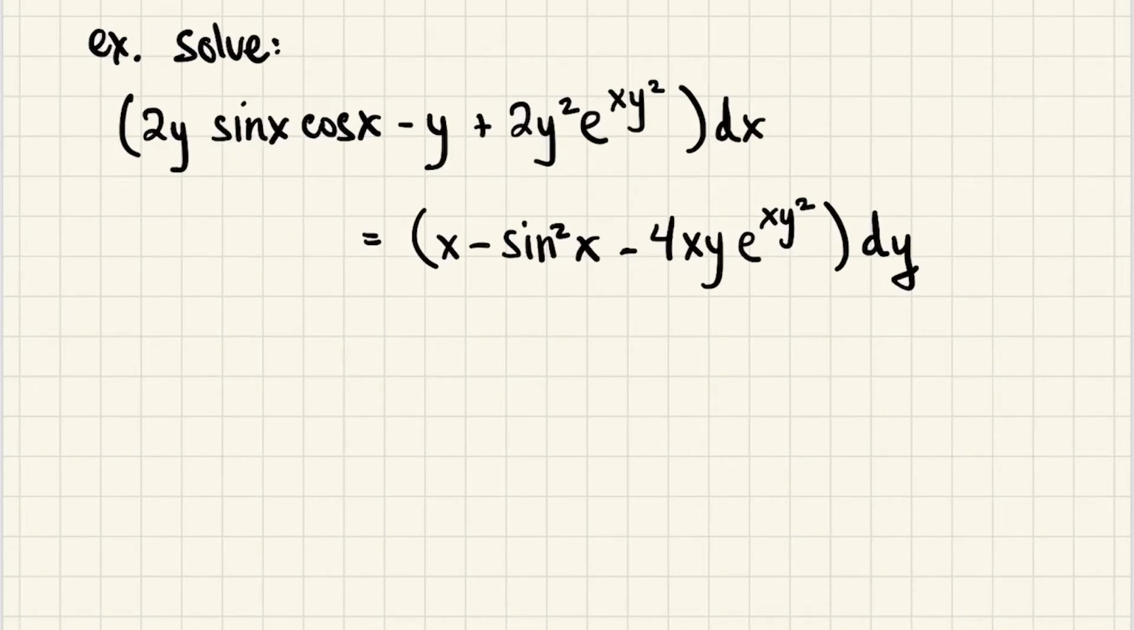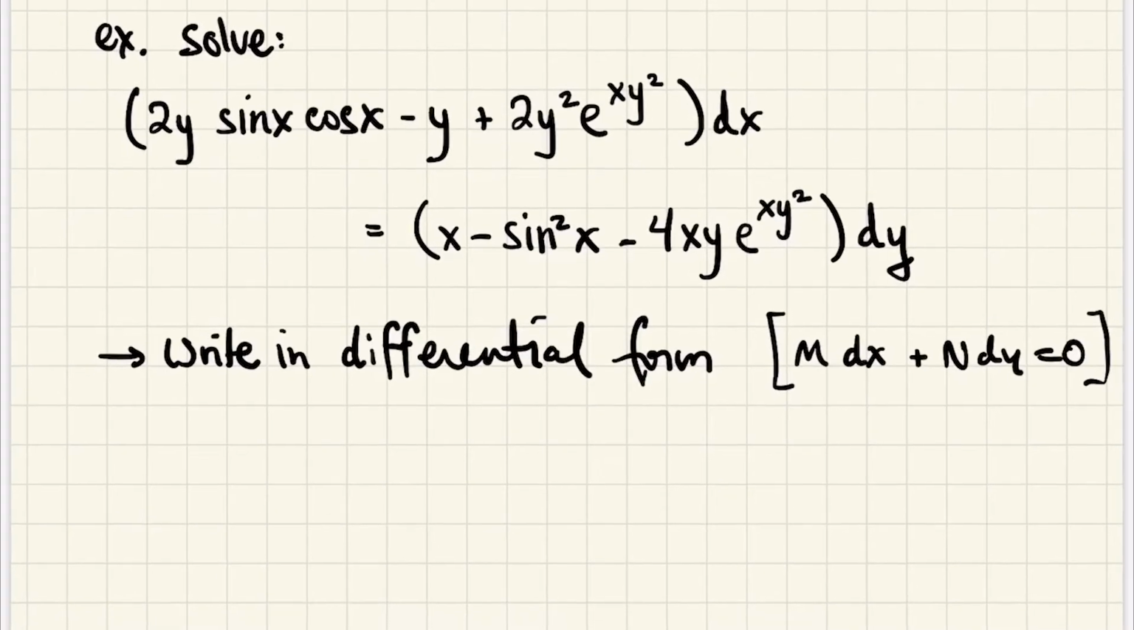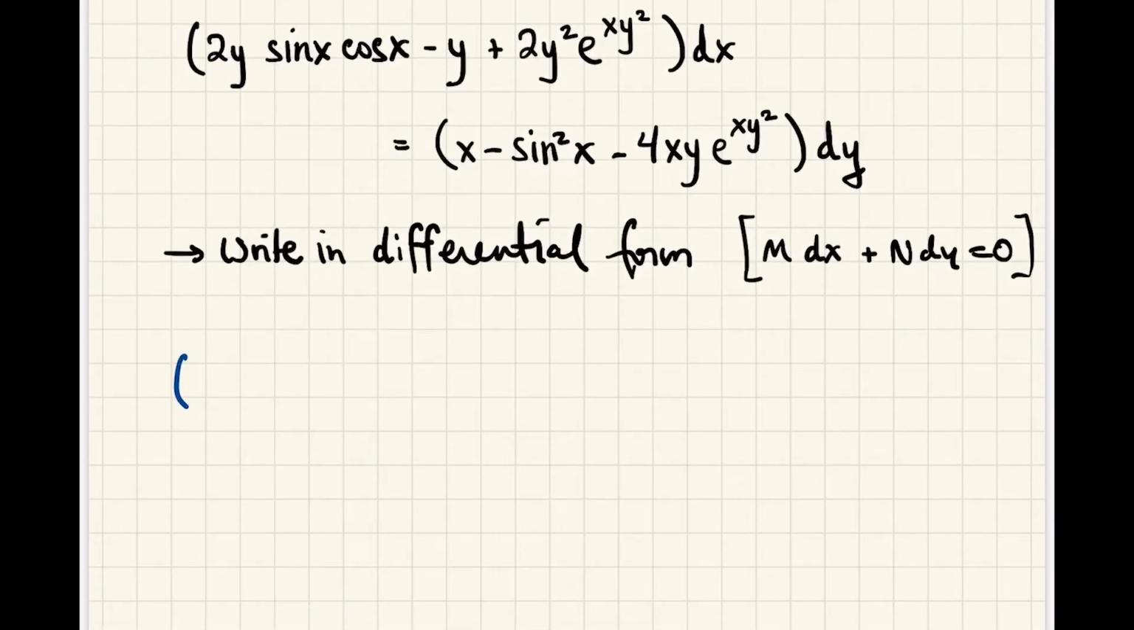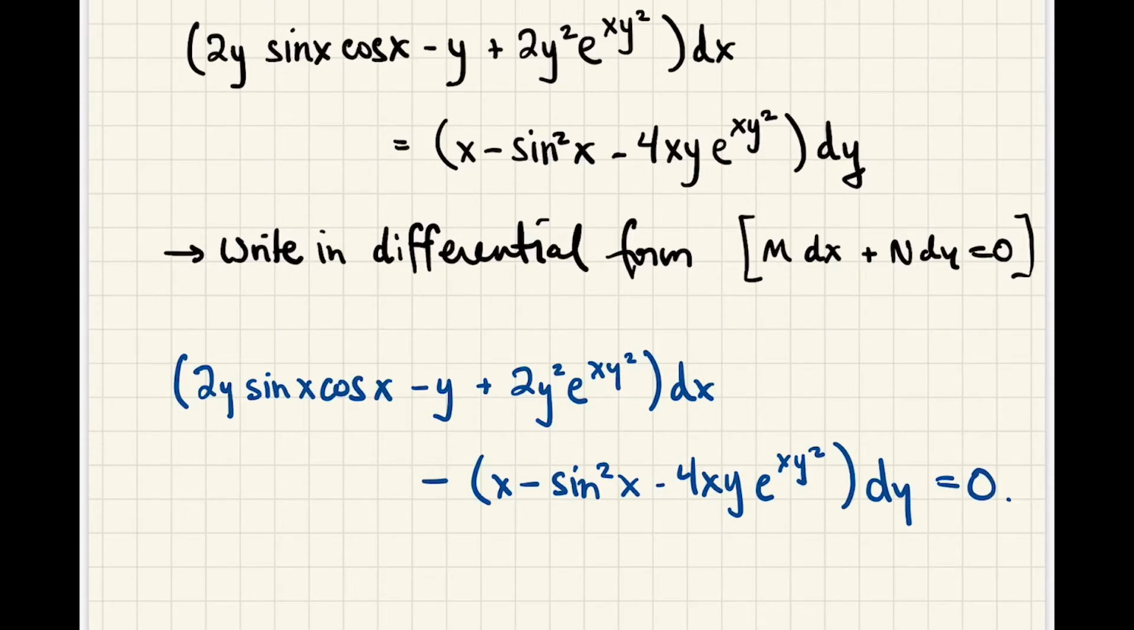All right, look at this little one here. So, well, let's start by writing it in differential form. It's not quite there yet. We need to get everything on one side with 0 on the other side. In other words, that's this plus this equals 0. So let's move that thing over. Minus. All right, excellent. So this big old thing is our m, and this big thing here is our n. And actually note that n includes the minus.